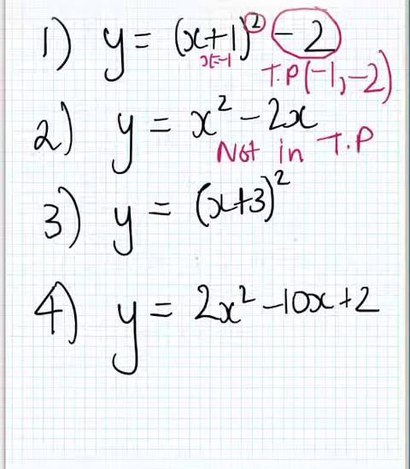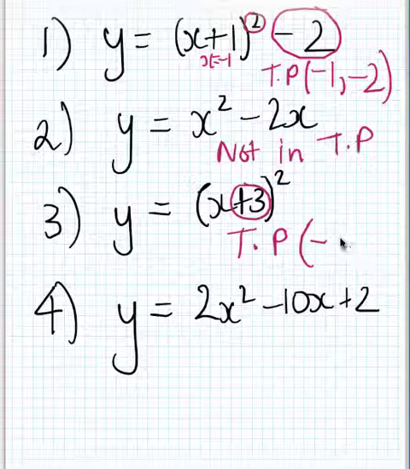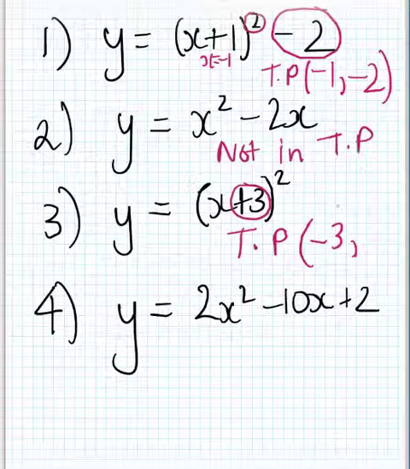All right, number 3, is this in turning point form? Let's have a look. Is there a squared? Yes. Is there an x on its own somewhere? Not in the brackets? No, there isn't. So yes, this is in turning point form. So the turning point is when x is, the opposite of +3 is -3. Sorry, it's -3. And y value, there's nothing there, so y value is 0.